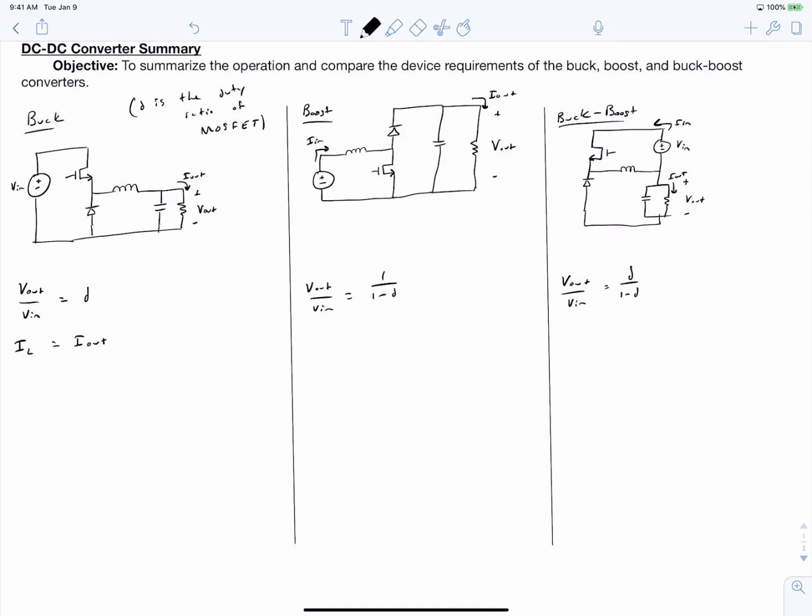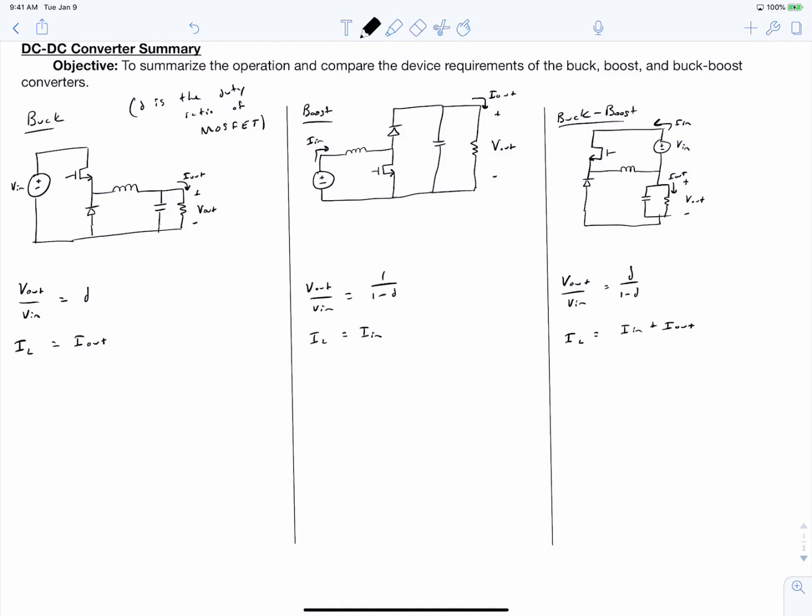For the boost converter, our average inductor current is equal to the input current. But for the buck-boost converter, our average inductor current is equal to the sum of the input and the output current. This means that the buck-boost converter requires you to have the largest inductor, the most expensive inductor. You need the greatest amount of copper in this inductor in order to carry the required current. If you know that your output voltage is always greater than or always less than your input voltage, then you should choose a buck or a boost converter in place of the buck-boost converter.